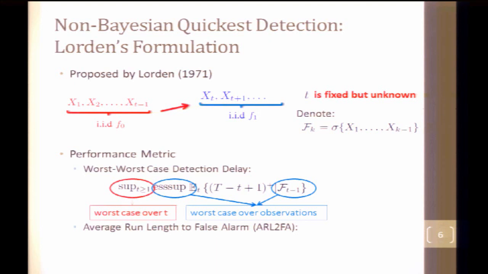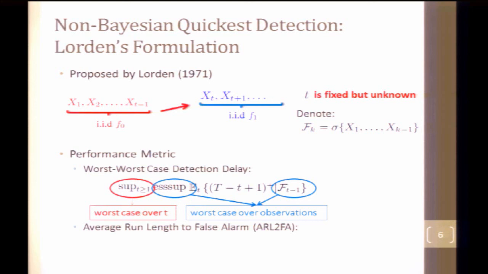What's an essential sup? Essential sup is similar to sup, but since it's a random variable, the essential sup is simply a quantity such that the probability of that random variable being less than this value is equal to 1. It's the minimal upper bound such that the probability of this random variable being larger than that bound is 0. Similar to sup, but it works for random variables.